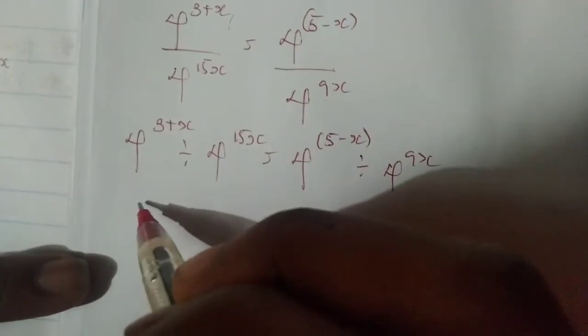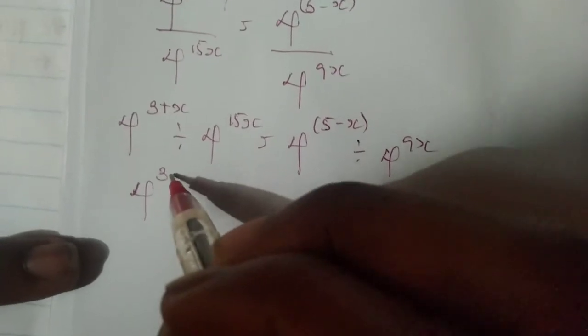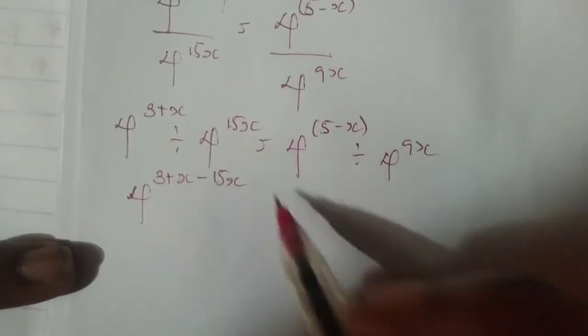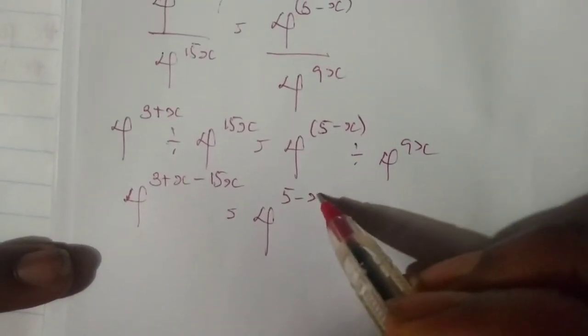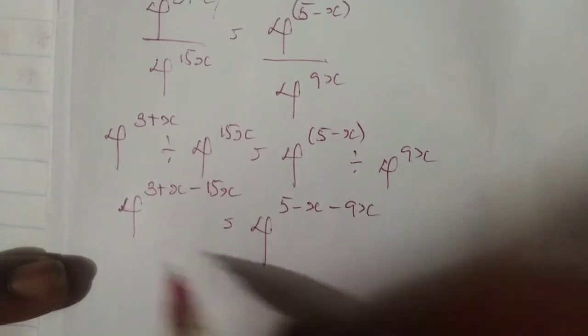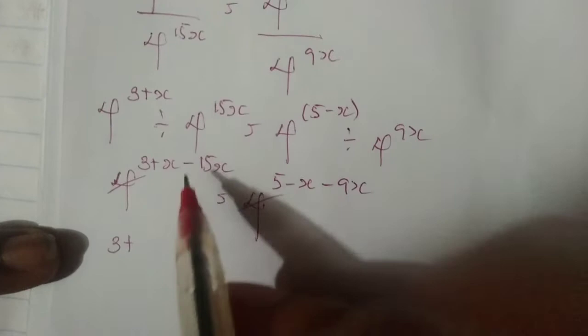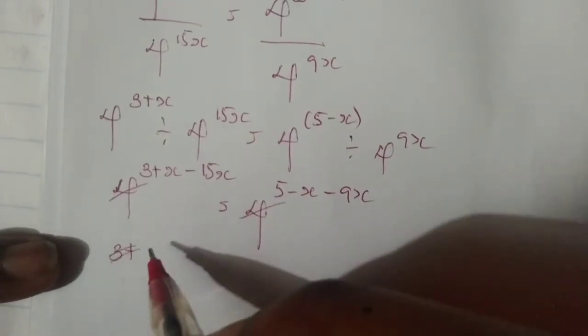So here we can simply say 4 raised to the power of 3 plus x minus 15x. Remember, division is minus. This equals 4 to the power of 5 minus x minus 9x. This 4 can do justice to this 4. We have 3 plus x minus 15x, that is minus 14x.